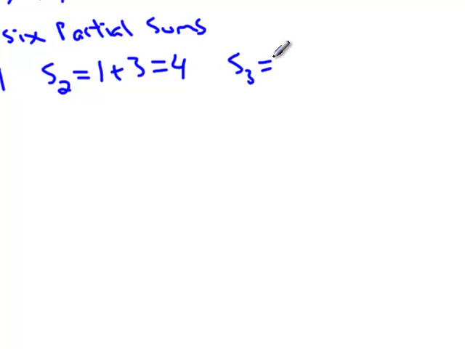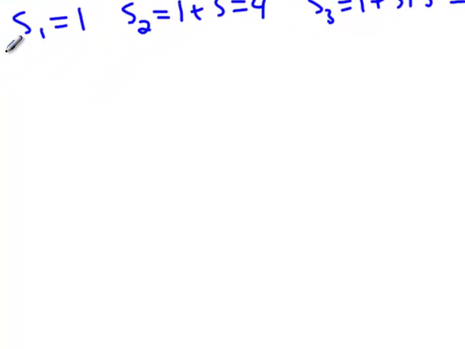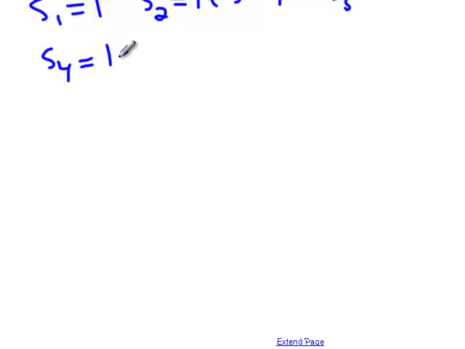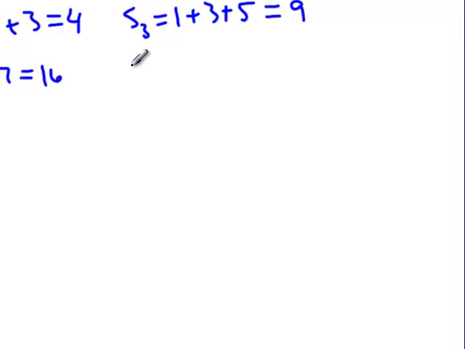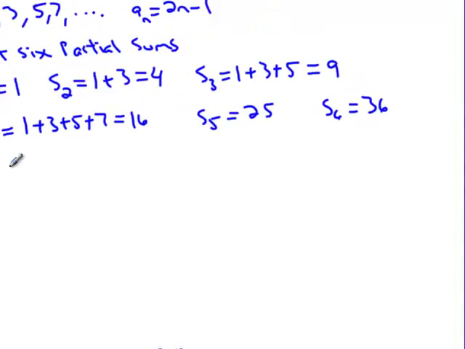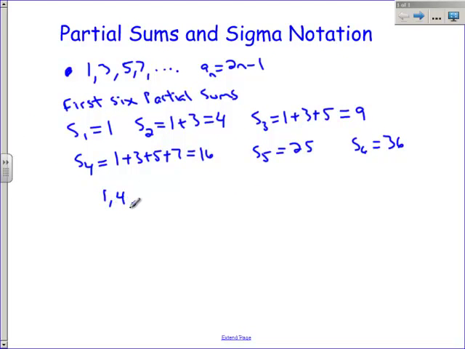S sub 3 would be 1 plus 3 plus 5, and that's going to give us 9. S sub 4 is 1 plus 3 plus 5 plus 7, and that's going to give us 16. S sub 5 is the sum of the first 5 terms, and that works out to be 25, and S sub 6 gives me 36. So I could list out the terms of my first 6 partial sums like this: 1, 4, 9, 16, 25, and 36.